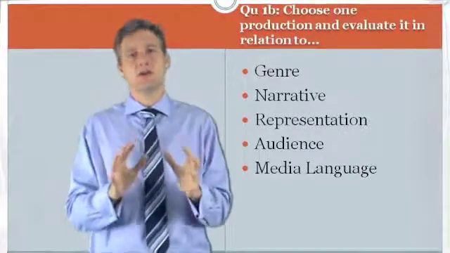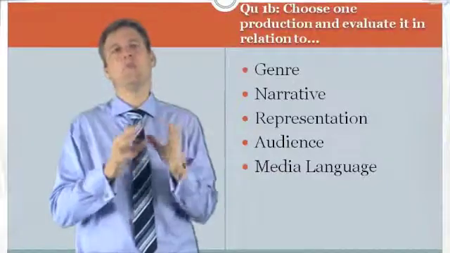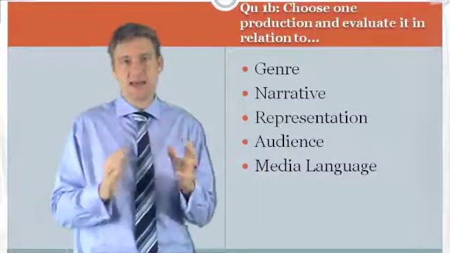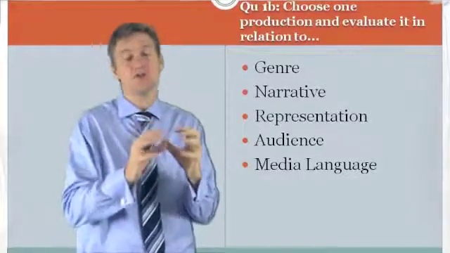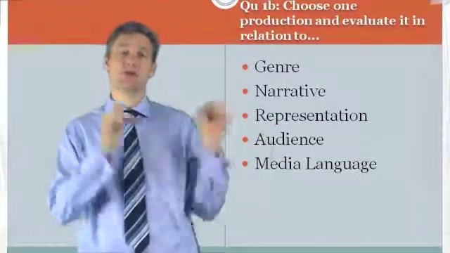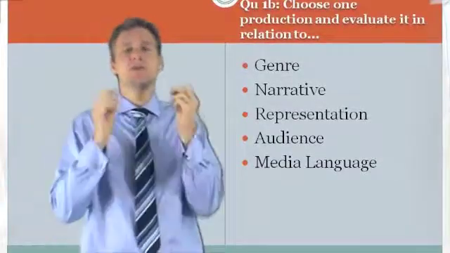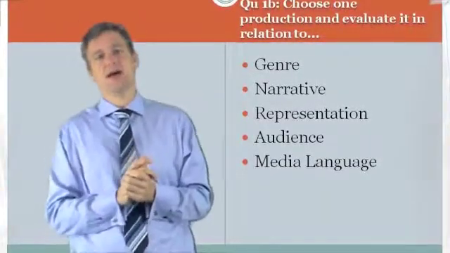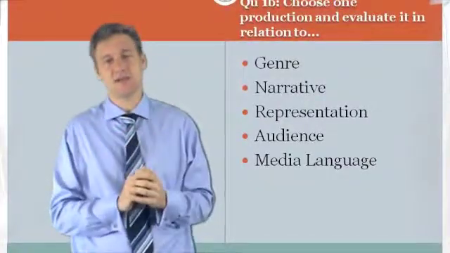Okay, so what about the second question, question 1B? Actually, we're still in Section A here, but question 1B. This is a little bit different again. This asks you to choose one production that you've produced over the 2 years. So it could be an AS production, it could be an A2 production. It asks you to evaluate that production from the perspective of a media key concept.